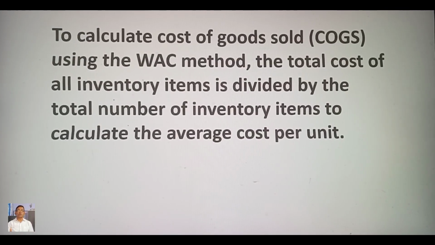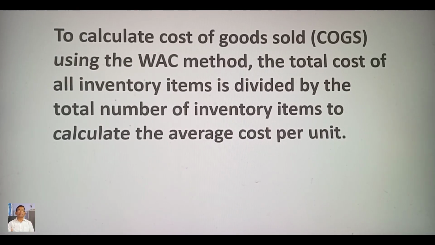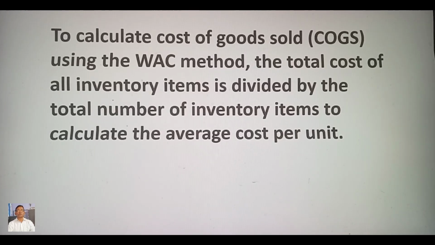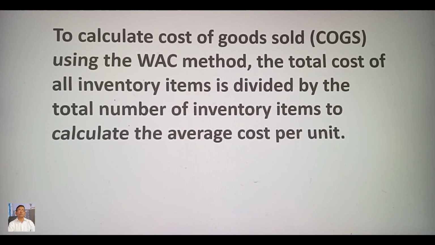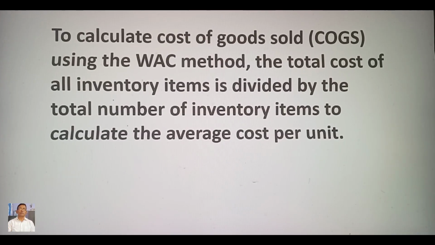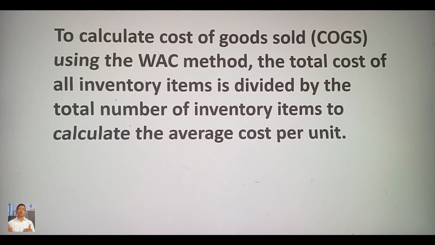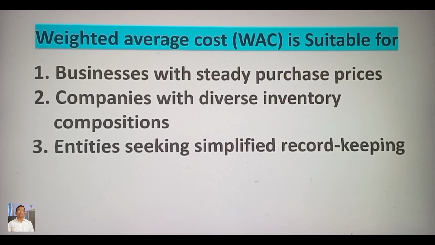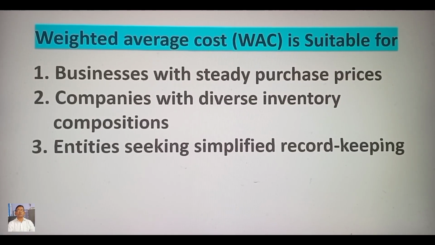To calculate the cost of goods sold, COGS, using the WAC method, the total cost of all inventory items is divided by the total number of inventory items to calculate the average cost per unit. This average cost is then multiplied by the number of units sold during the period to determine cost of goods sold, COGS. The value of the remaining inventory is based on the weighted average cost per unit of all inventory items. Weighted average cost, WAC, is suitable for, first, businesses with steady purchase prices.